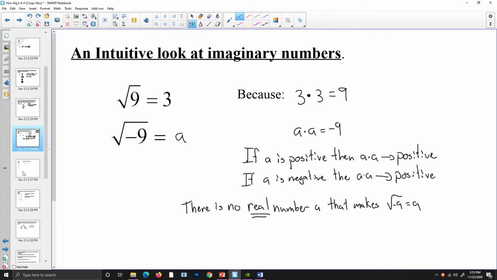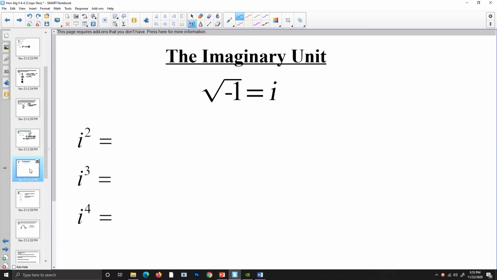There just isn't. We came up with the imaginary unit. And that imaginary unit is the square root of -1, which is equal to i. I will usually write it like that. If i is the square root of -1, then i squared would be the square root of -1 squared. And we know that square and square root cancel out, so I'll get -1.